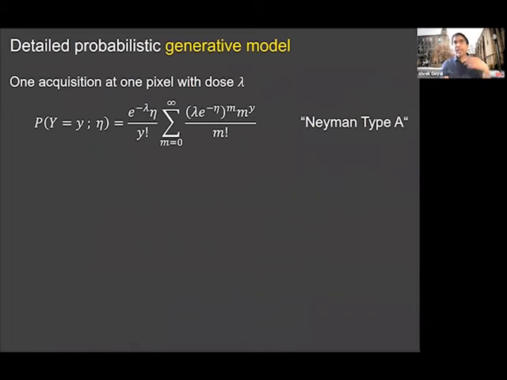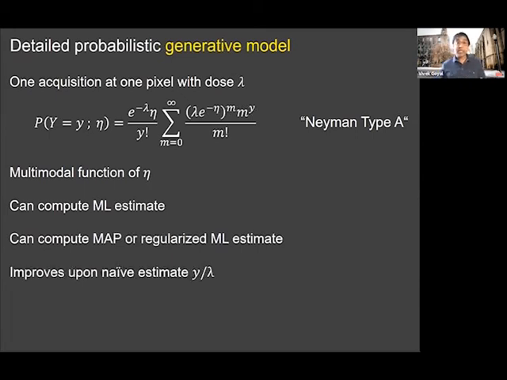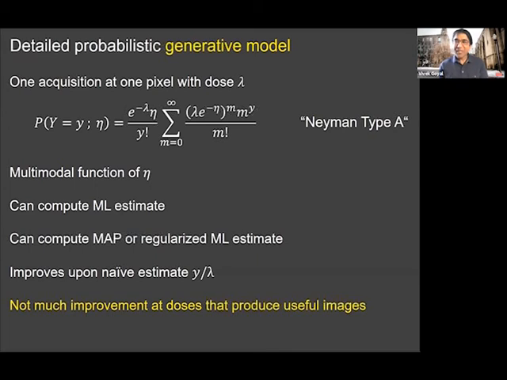Okay, the model that I just described, we can use it to write out the likelihood function. It's not the easiest likelihood to work with. Its negative log is not convex. It's multimodal. Still, we could compute maximum likelihood estimates or MAP or regularized maximum likelihood estimates. And this would improve upon the naive estimate of just taking the measurements y and dividing by lambda. But this gives very little improvement, and this is not the focus of what I want to talk about. There's simply not much room for improvement if we don't also change the data acquisition a little bit.